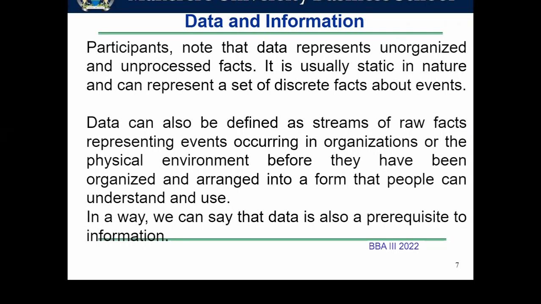When we look at data and information, we look at it from the fact that data represents unorganized and unprocessed facts. It is usually static in nature and can represent a set of discrete facts about events. These are things that we saw in ICT2 data information, if you remember, topic 1. Data can also be defined as streams of raw facts representing events occurring in organizations or the physical environment before they have been organized and arranged into a form that people can understand. That is now the information that we are talking about.